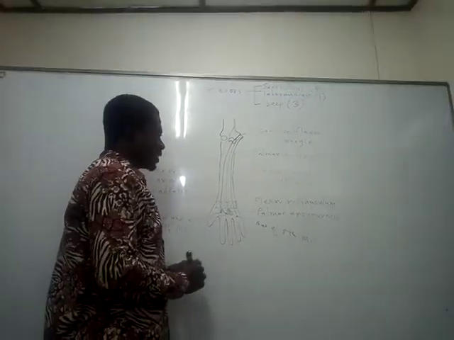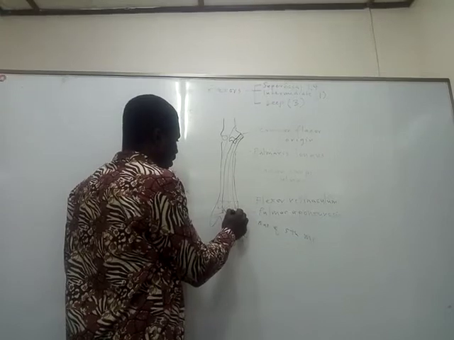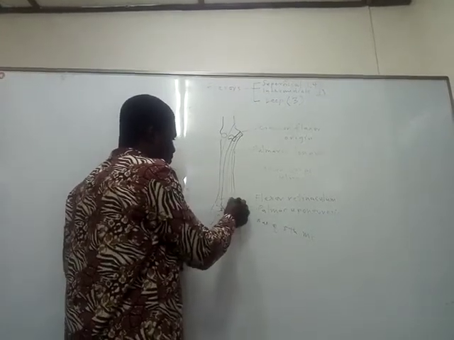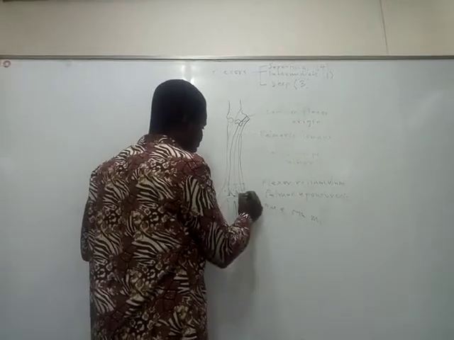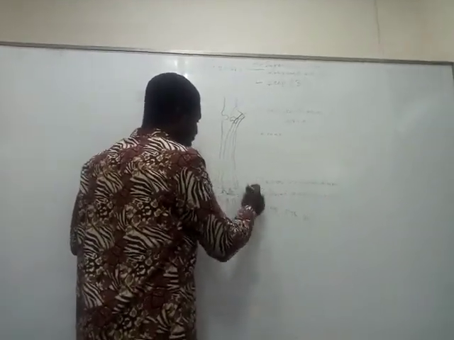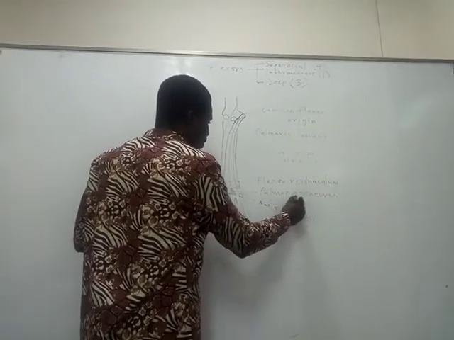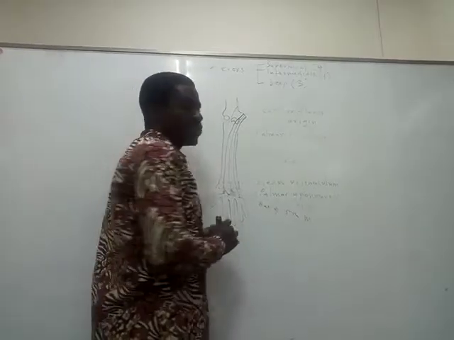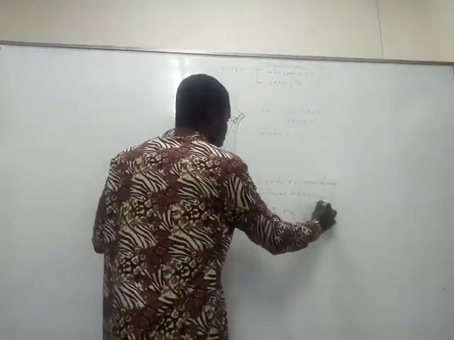But before it attaches to the base of the fifth metacarpal, found within it is a tendon that houses the pisiform bone. And therefore the pisiform is a sesamoid bone, as well as the hook of hamate.